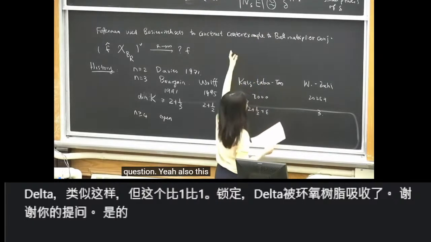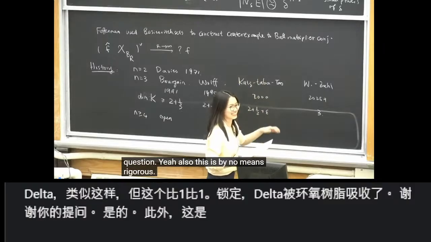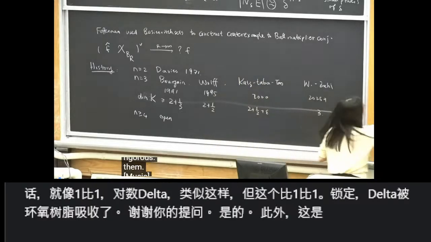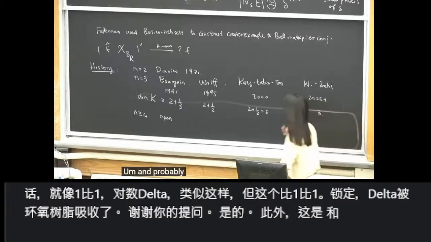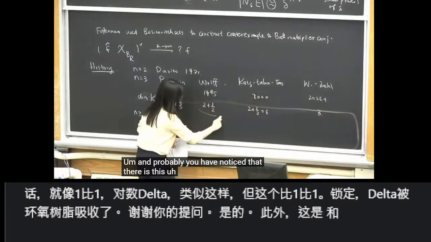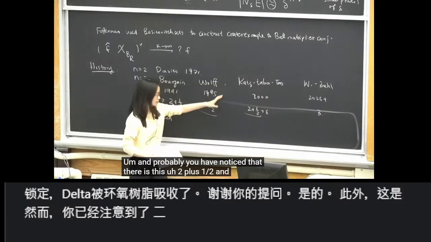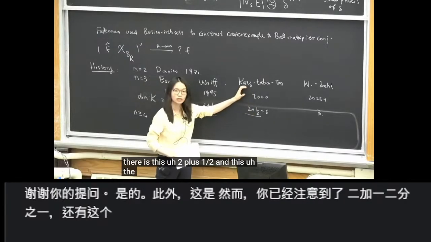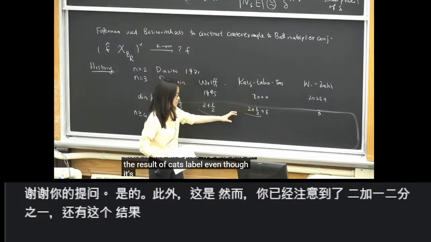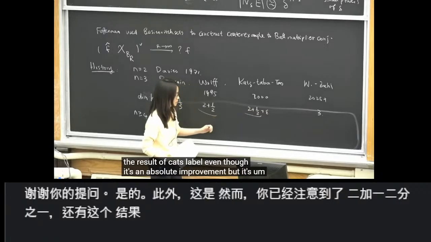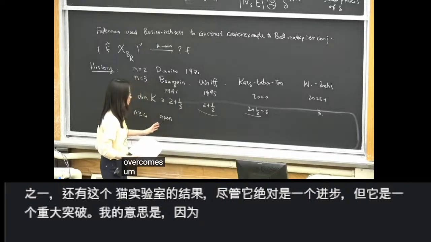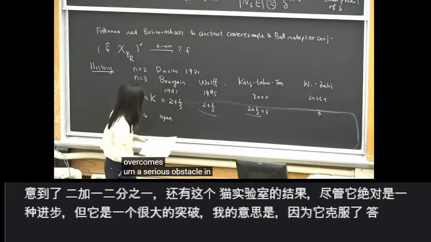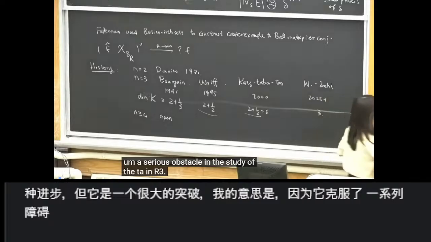Yeah. Also, this is by no means rigorous. And probably you have noticed that there is this 2 plus 1/2, and this is the result of Kakeya and Zahl. Even though it's an absolute improvement, it's a big breakthrough because it overcomes a series of obstacles in the study of the Kakeya sets in R3.